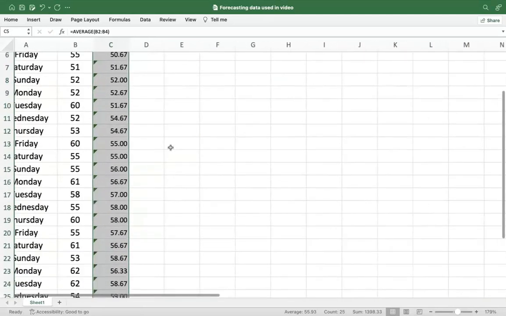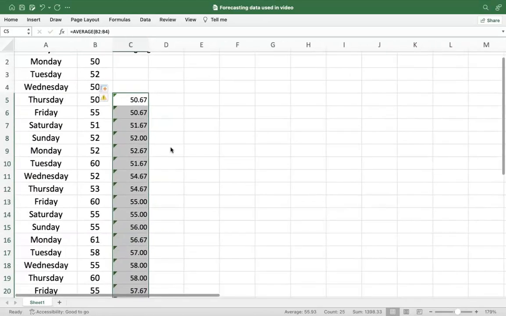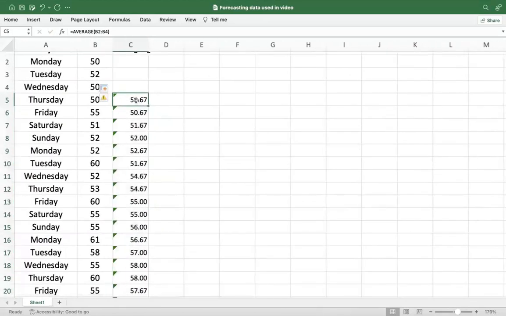So this is called moving average. Again, 50.67 is the forecast for Thursday. When we were calculating the forecast for Thursday, the actual sales data of 50 was not available, so we calculated a forecast. However, when the actual sale becomes available, we enter 50 here.